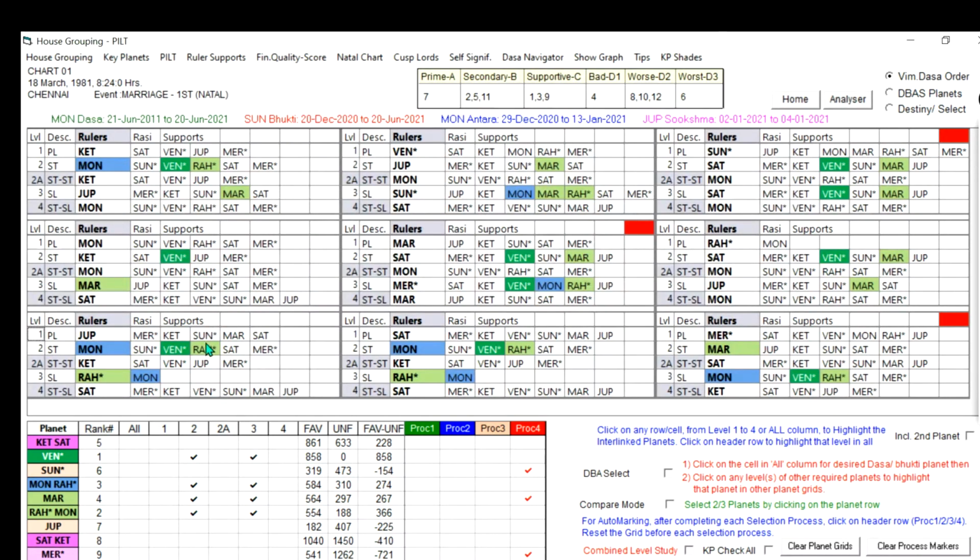Though we can identify the significators by checking each planet through the house grouping table one by one, with the help of identifying the key planets we can keep certain planets, eliminate or avoid certain others. We can select certain planets for our further analysis, which will be more useful in selecting the significators, because that native got married in Sun Mahadasa, Jupiter Bukti and Saturn Antra. So that way we can easily identify the significators with the help of the key planets in the PILT table. I hope you understand. I will explain with one more example also.